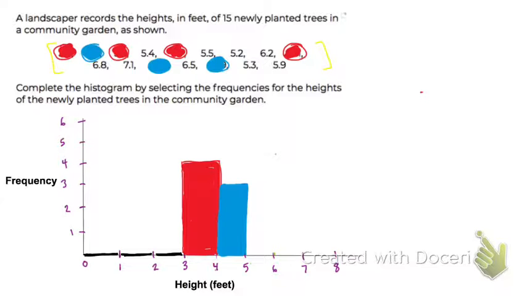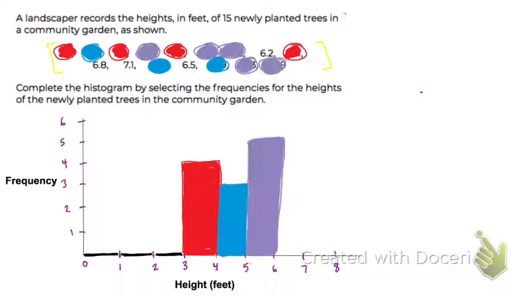How about between 5 and 6? 1, 2, 3, 4, 5. So I'll draw a bar that is 5 units tall. Between 6 and 7, there's 3 of them. And only 1 between 7 and 8. So now with our histogram, we can see that there are no heights between 0 and 3, that the most common height is between 5 and 6 feet.